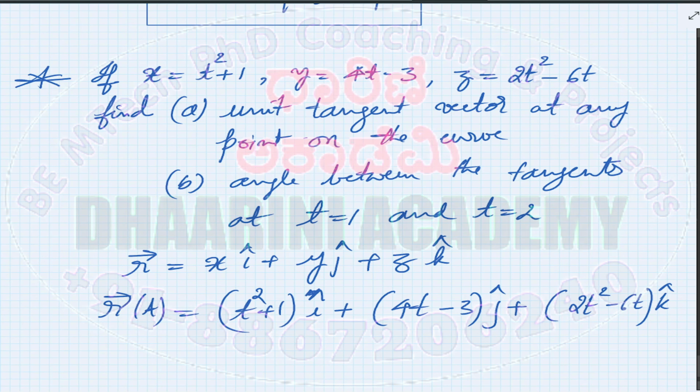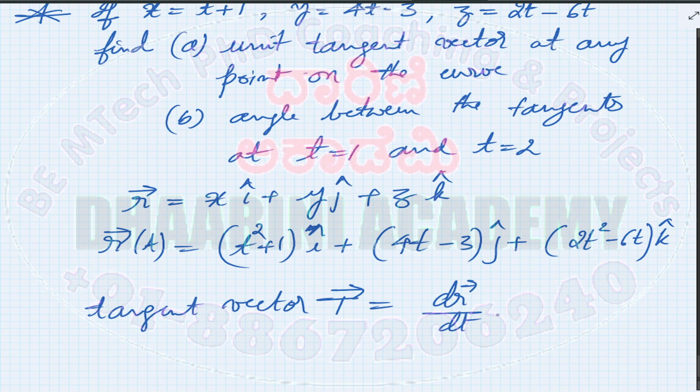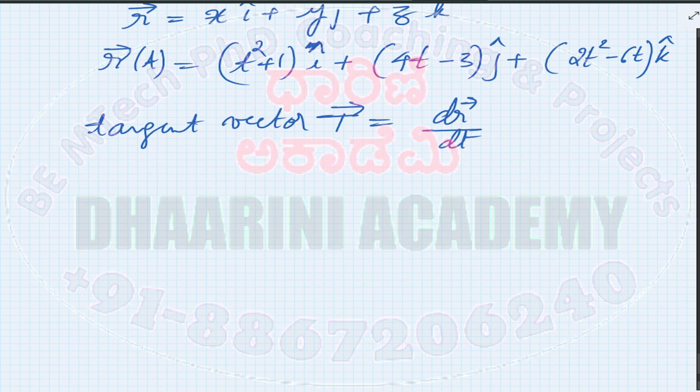Now how do you find the tangent vector? We know the basic concept. The tangent vector is denoted as capital T vector, which is nothing but dr vector by dt. Differentiate this r with respect to t. So T vector is nothing but, you see there is a t square plus 1, differentiation is 2t, 2t into i cap. You cannot differentiate the unit vector, so i cap remains as it is.